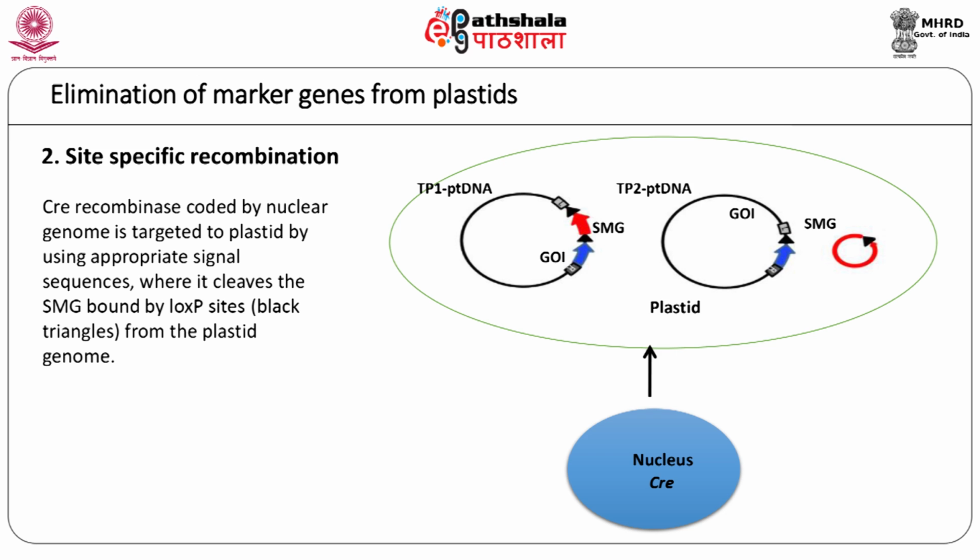A site-specific recombinase gene Cre is introduced into the nucleus by transformation, which encodes a plastid-targeted recombinase that excises the selectable marker gene SMG from the transplastomic DNA after import into plastids. Excision of the marker genes by Cre recombinase via the target loxP sites, as shown by the black triangles, yields marker-free transplastomic DNA carrying only the gene of interest with only one recombinase recognition sequence.